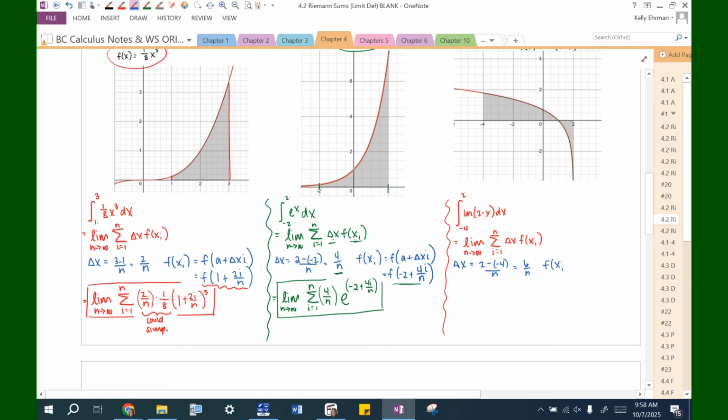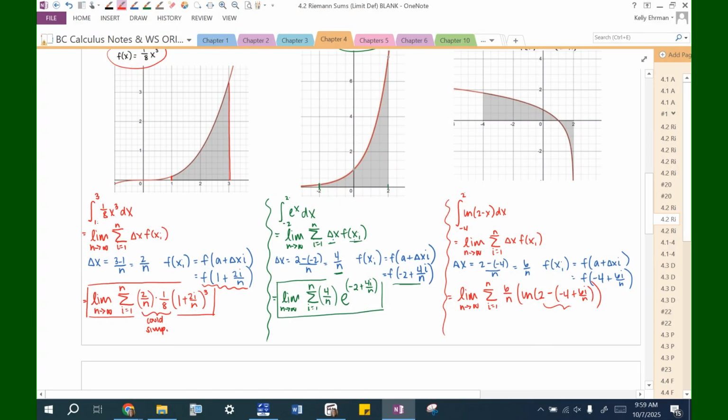F of x sub i is equal to f of a plus delta x i, which we now know is f of a, which is negative 4 plus 6i over n. And let's go ahead and put it into our limit definition here. So the limit as n approaches infinity of the sum from i equals 1 to n of delta x, 6 over n, times ln of 2 minus, what are we subtracting? All of this, so make sure it goes in parentheses.